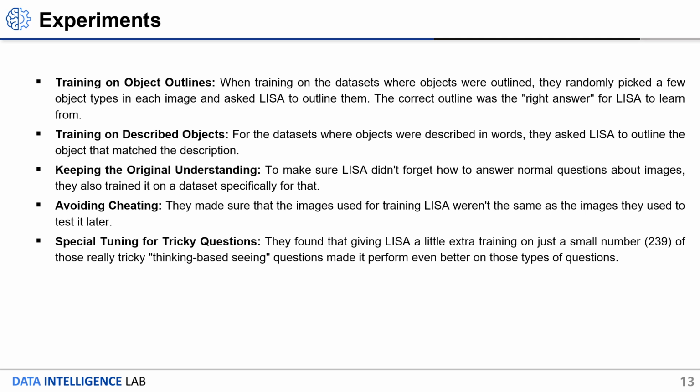Now, keeping the original understanding: to make sure LISA didn't forget how to answer normal questions about images, they also trained it on a dataset especially for that. Avoiding cheating: they made sure that the images used for training LISA were not the same as the images they used to test it later. Special training for tricky questions: giving LISA a little extra training on just a small number, 239, of those really tricky thinking-based segmentation questions made it perform even better on those types of questions.